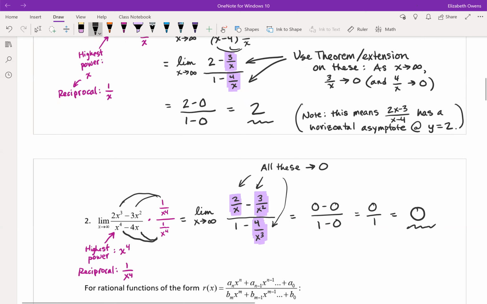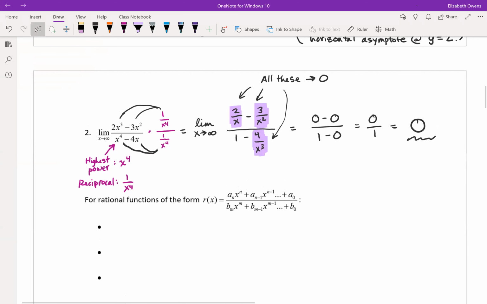So, one last thing here. For rational functions of these types, so rational functions of the form r of x equals a sub n x to the n power plus a sub n minus 1 x to the n minus 1 dot dot dot. So you're going to just keep taking those powers of x down until you get to a constant, a sub 0. This is just a fast way of writing a polynomial in generic terms. So this is a generic polynomial here.